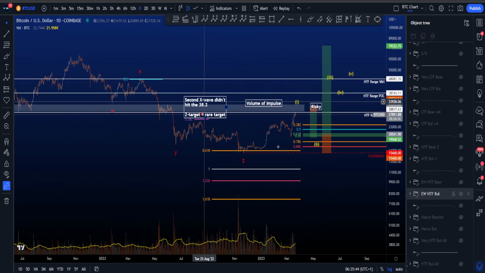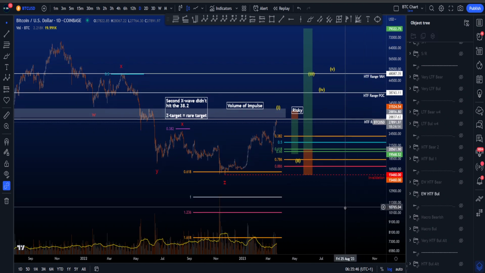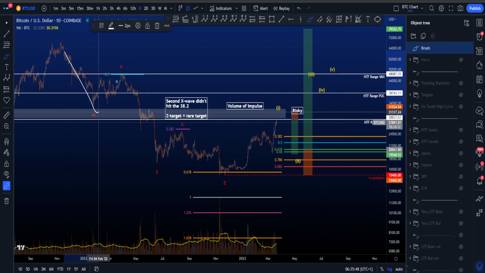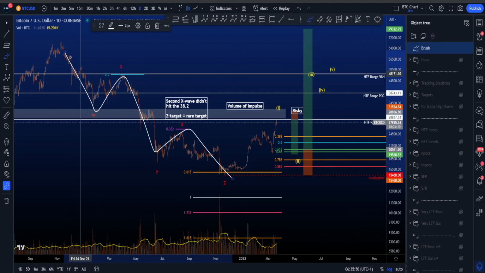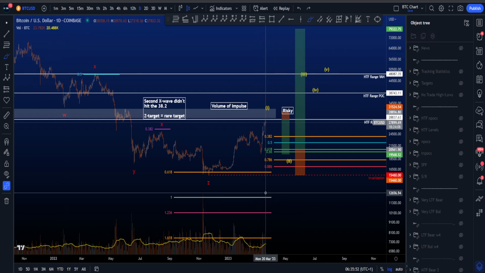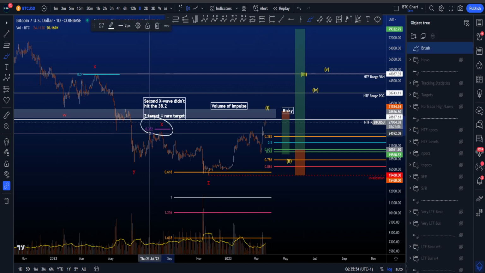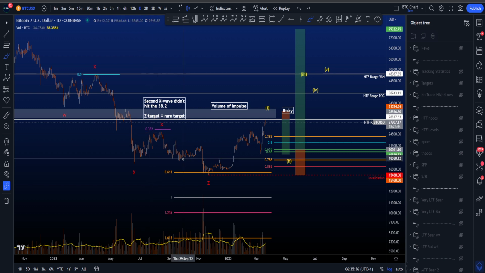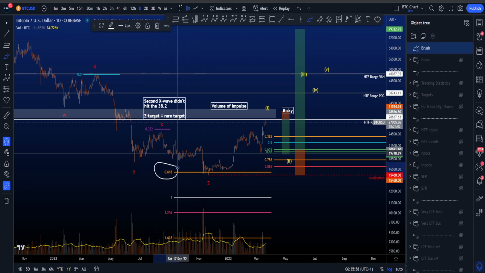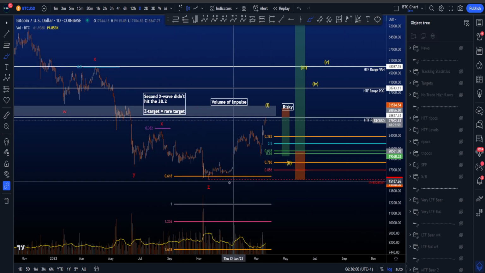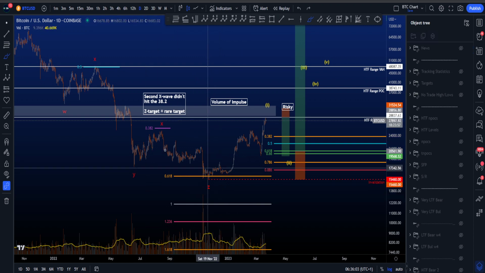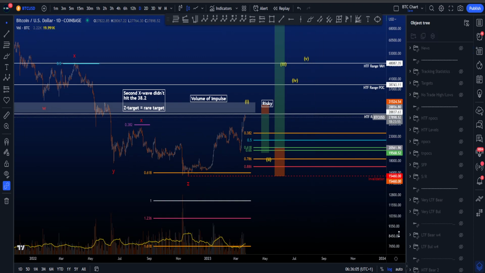First of all, the bullish scenario on the daily, which is the high time frame scenario, where we have a WXYXZ, which is the move down from the all-time high of 69k. X, however, did not hit the 0.382, which is very rare, and also wave Z hit its rare target, the 0.618. So two quite rare things happening in this scenario, but nonetheless it is possible.